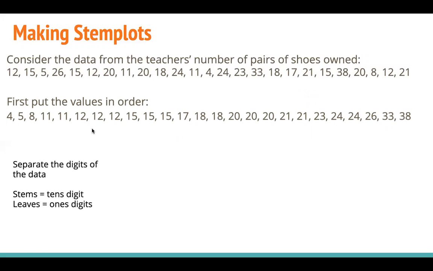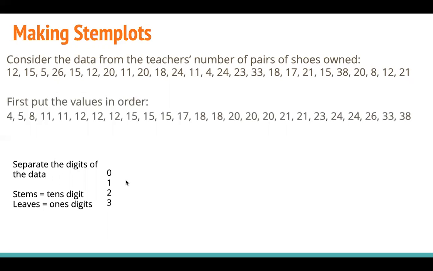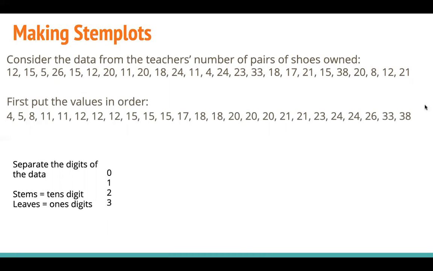We're going to separate the digits of each of the data values. Since I really have tens and ones, my stems are going to be my tens, and the leaves are going to be my ones digits. So when I make those stems, I'm going to go from 0, 1, 2, 3. That's because 4 has 0 in the tens place, and then all the way up to 38, which has a 3 in the tens place.